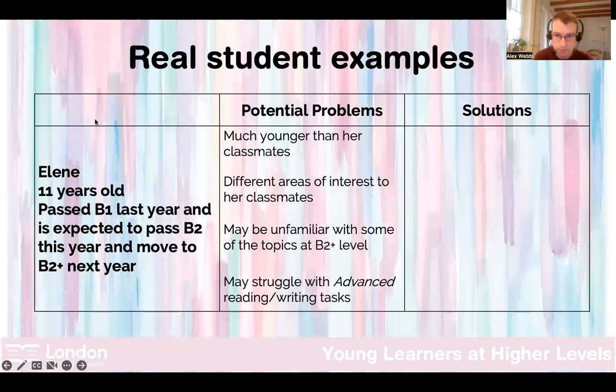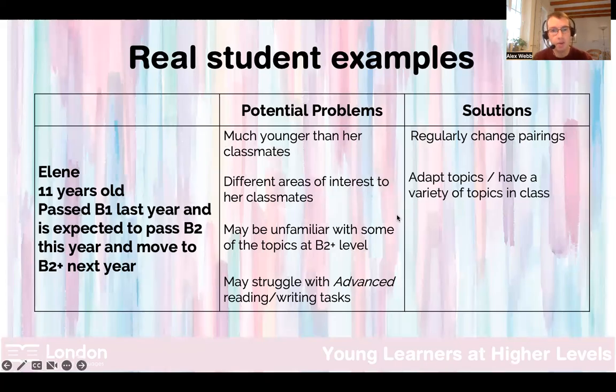Potential solutions to these problems: again, with the much younger classmates, as we said with John, regularly change the pairings, and hopefully we can find a partner that works well with Eleni. In terms of different areas of interest, I think we have to appeal to all of the students in the class here. So we have to adapt topics perhaps to make them more relevant to the younger student or to the older students, and also have a variety of topics. Some of the topics are more relevant perhaps to the older students in the class, and some topics are more relevant to the younger students of the class.